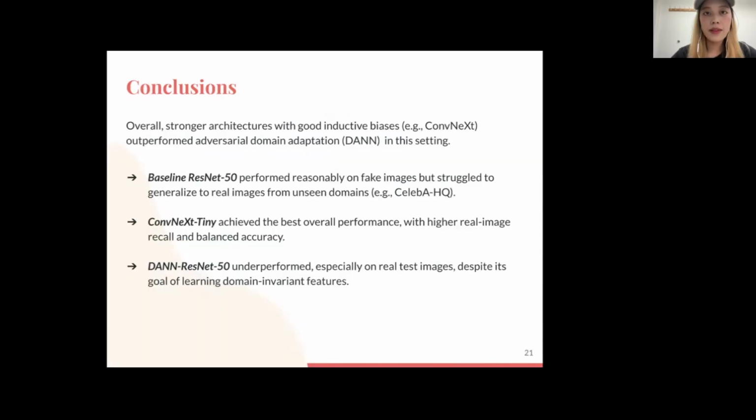In conclusion, while ConvNeXt Tiny achieved the best overall performance, our experiments revealed that DANN and ResNet-50 struggle to generalize to unseen domains, particularly for real images. Despite its theoretical appeal, the adversarial training made it harder to preserve class discriminative features. These results suggest that in our setting, stronger architectures and better inductive biases like those in ConvNeXt outperform domain adversarial methods. This highlights the need for better domain generalization techniques moving forward.